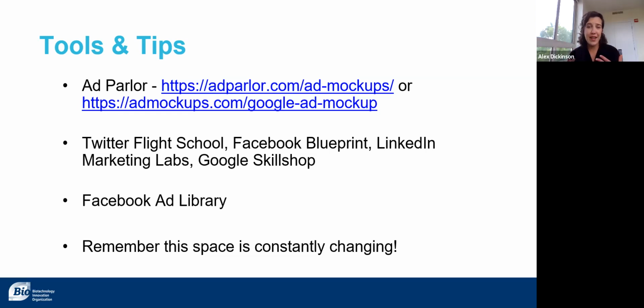There's also the Facebook ad library, which came into place after Cambridge Analytica. If you want to see what some of your competitors in the space or other organizations are doing in advertising, you can go to the Facebook ad library, search for any organization, and see ads that they've run. They'll give you some top-level information about the ad. It won't go into too much detail on the targeting, but it is a great place to get inspiration. And again, just remember that this space is constantly changing.